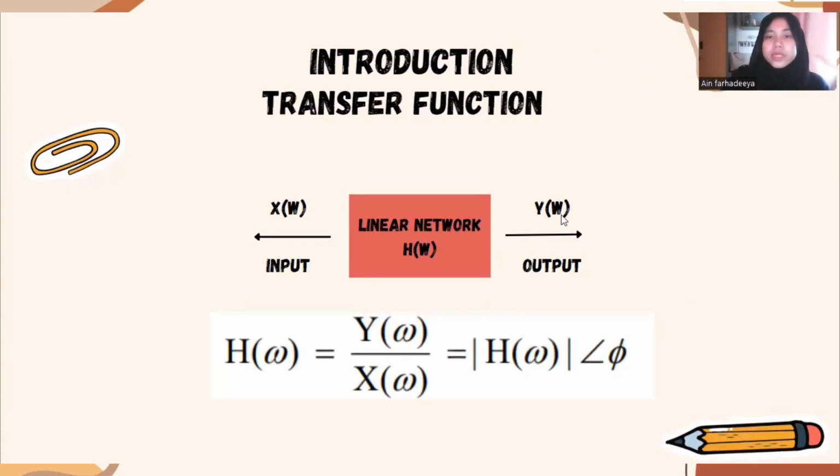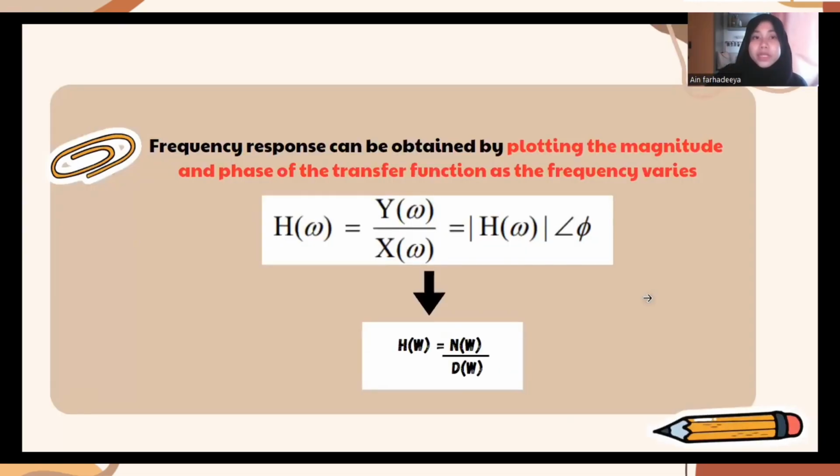So this is a block diagram for a transfer function, where the input is X(ω), the process is a linear network H(ω), and the output is Y(ω). The formula to find the linear network H(ω) is Y(ω) divided by X(ω) equals H(ω). The frequency response of the circuit can be obtained by plotting the magnitude and phase of the transfer function as the frequency varies.